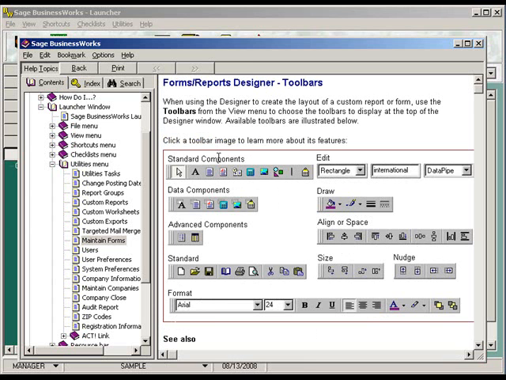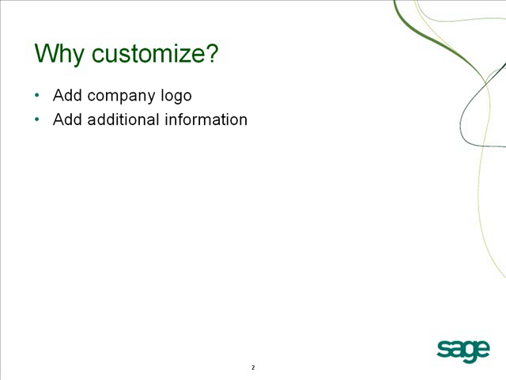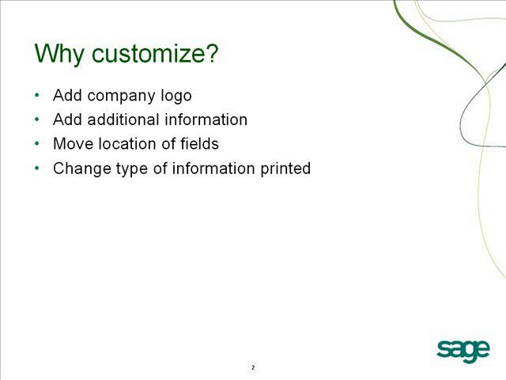If you run into a problem that you can't figure out when creating your form, call the Sage Software Support Department and a support analyst will be happy to help you resolve the problem. And again, some of the most common reasons that people want to customize their forms are to add the company logo, add additional information, move the location of fields, change the type of information printed, and change the font.